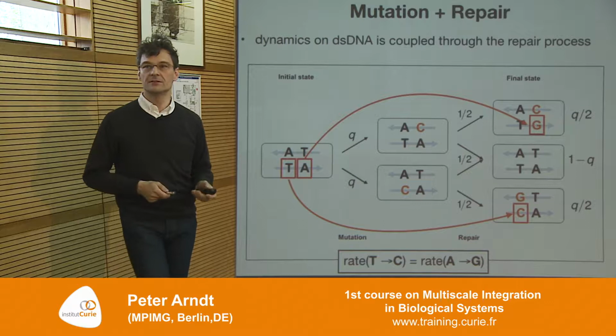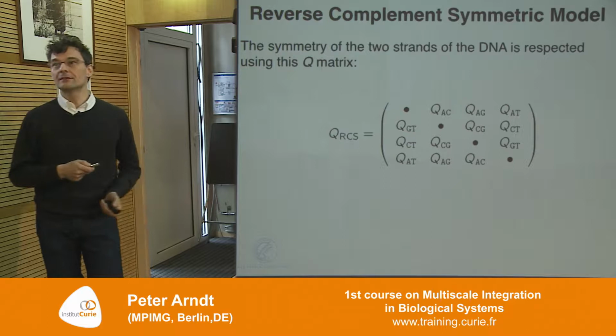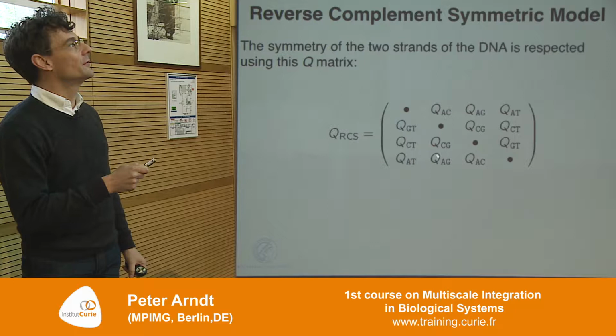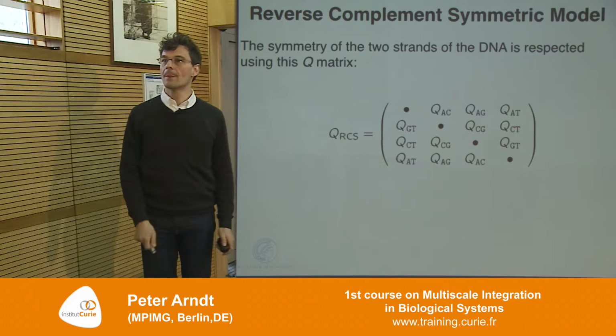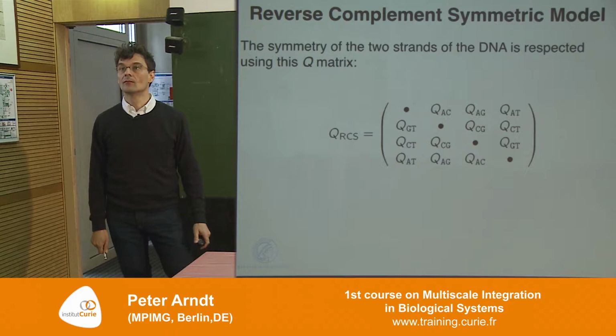And this gives you, of course, conditions on all pairs of rates. And there's a matrix for that. I come to your question. So you have, say, here QAG, and this same parameter also occurs here. Are we sure that the repair process is equipotent? I mean, since you have three bindings for G and C and only two for A and T, maybe there's a preference for one or the other.